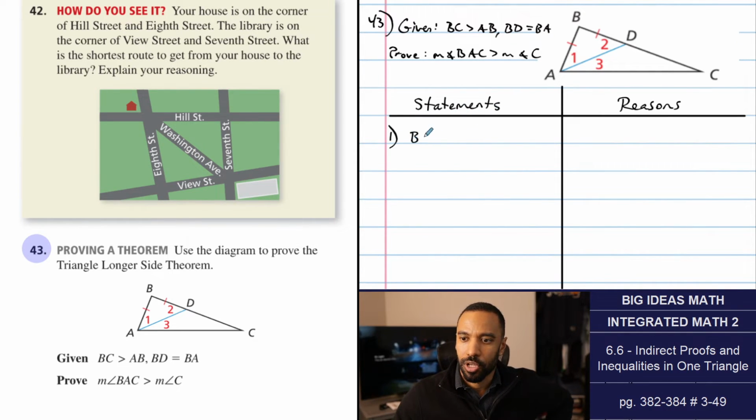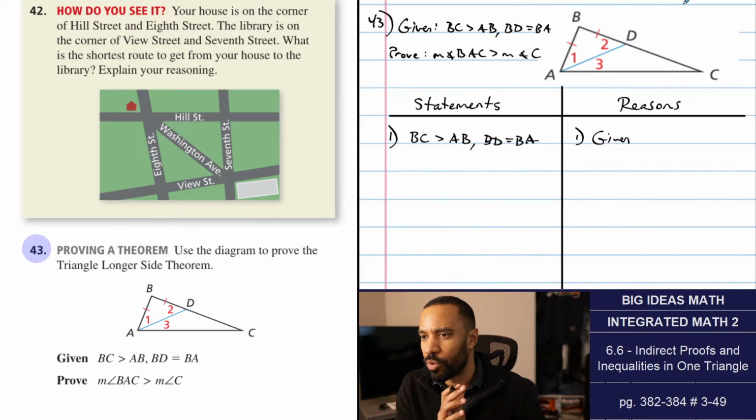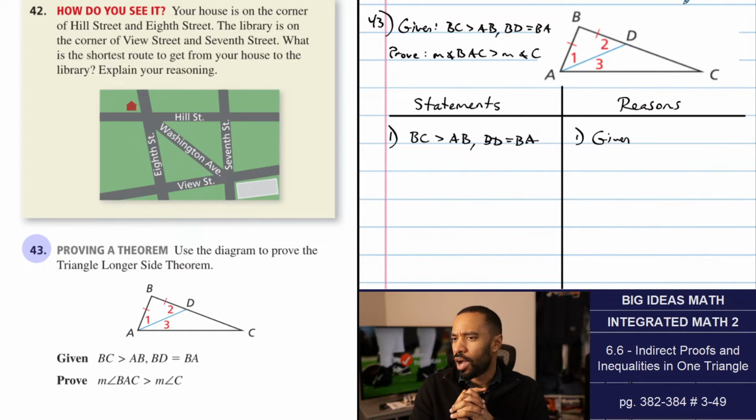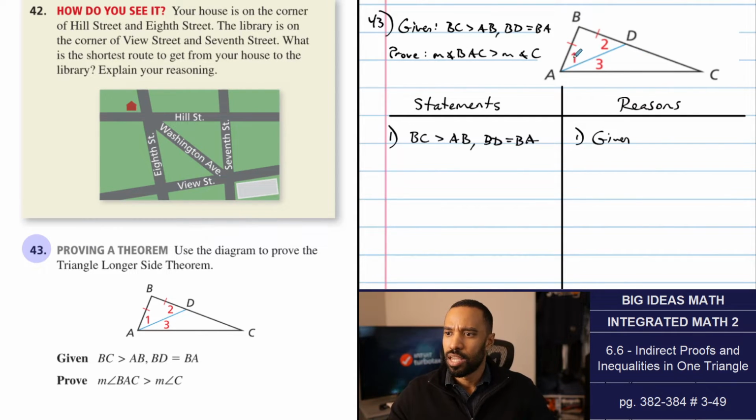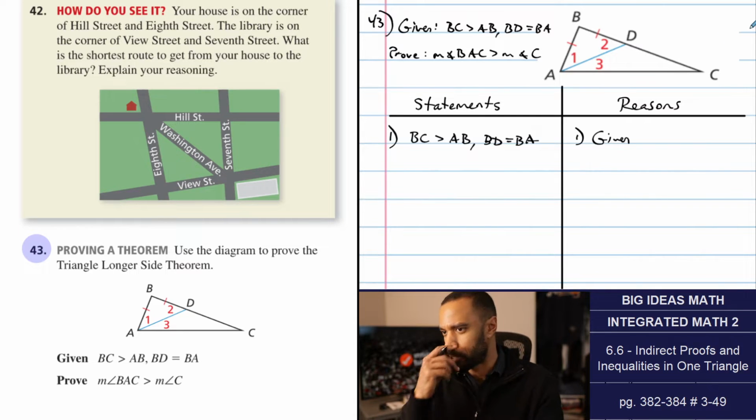BC, I'm just going to write out the givens. BC is greater than AB and BD is equal to BA. Given. All right, so this one's marked. BD equal to BA also means congruence, but I don't really think we have to go with that. What are we trying to say? Measure of angle BAC. Where's BAC? This guy is greater than the measure of angle C. So eventually we're going to get into that whole triangle mess there.